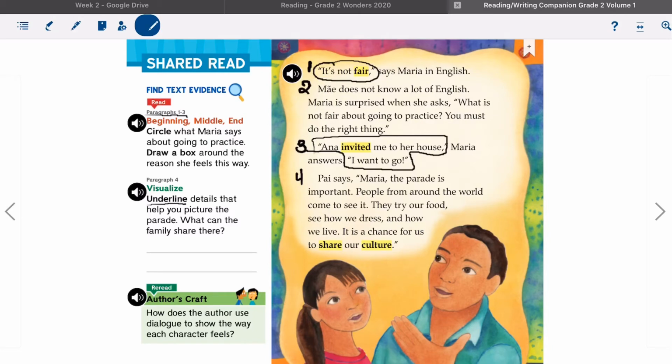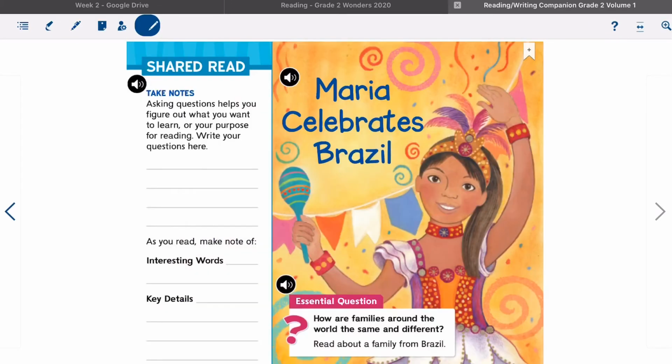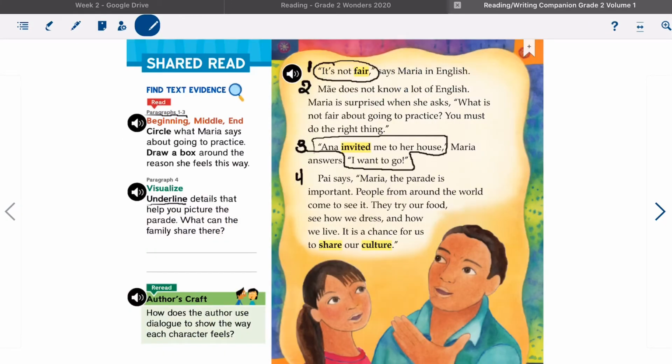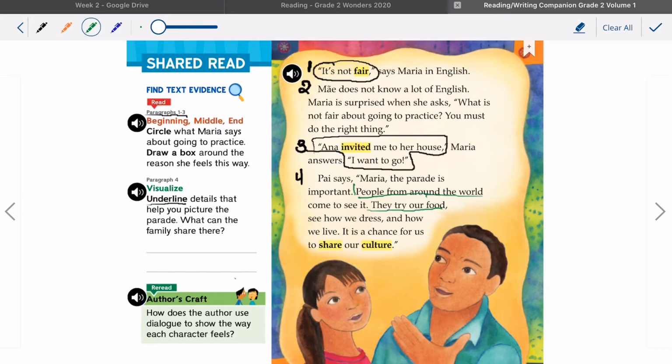So when I think about this, I'm trying to imagine the parade and other parades that I have been to so that I can connect to the text. And I see that, I've turned the page with the side of my hand. I see that it says, I'm going to use green right now. I can close my eyes and I can see people from around the world. It says to underline. I can see them trying food, looking at the dresses, and learning how they live.